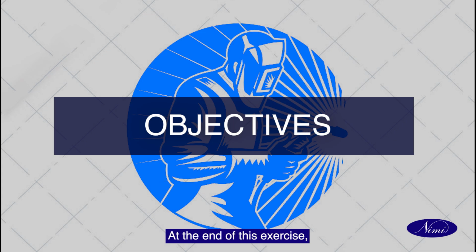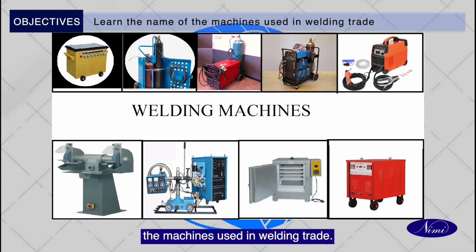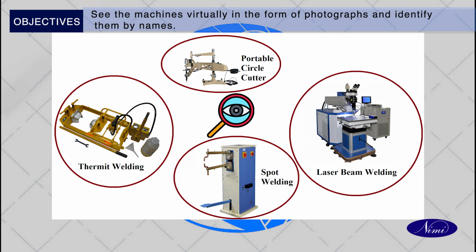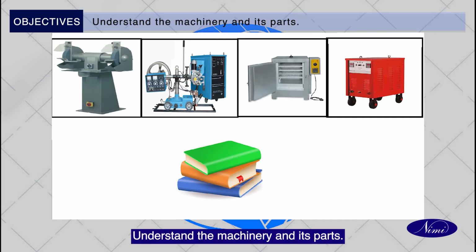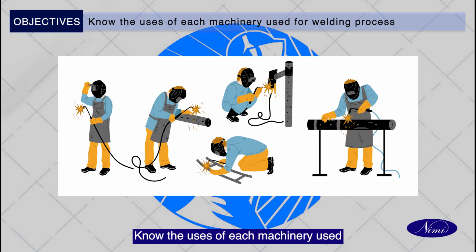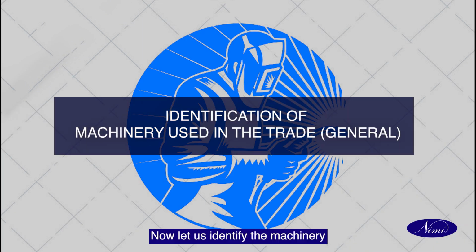Objectives. At the end of this exercise, you shall be able to learn the names of the machines used in welding trade. See the machines virtually in the form of photographs and identify them by names. Understand the machinery and its parts. Know the uses of each machinery used for welding process. Now let us identify the machinery in your workshop.